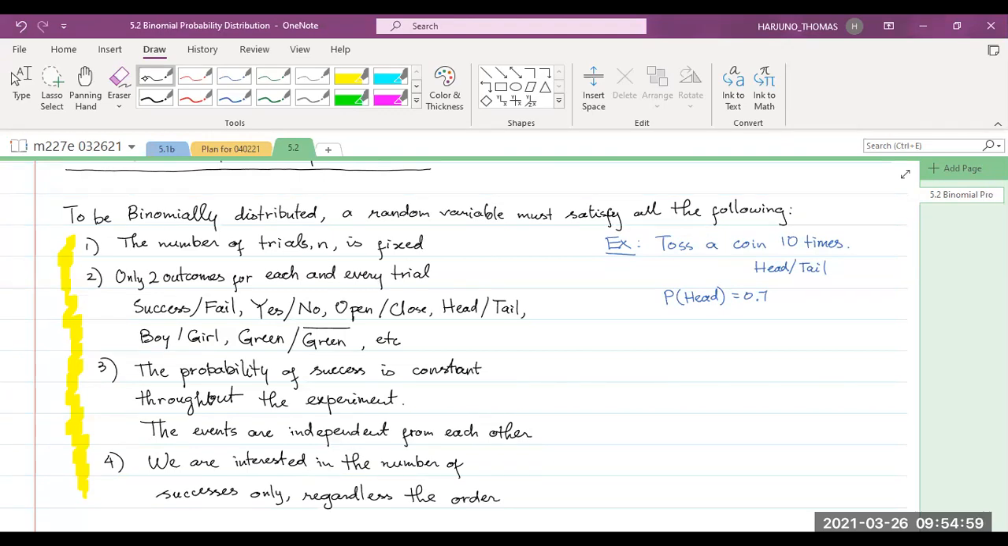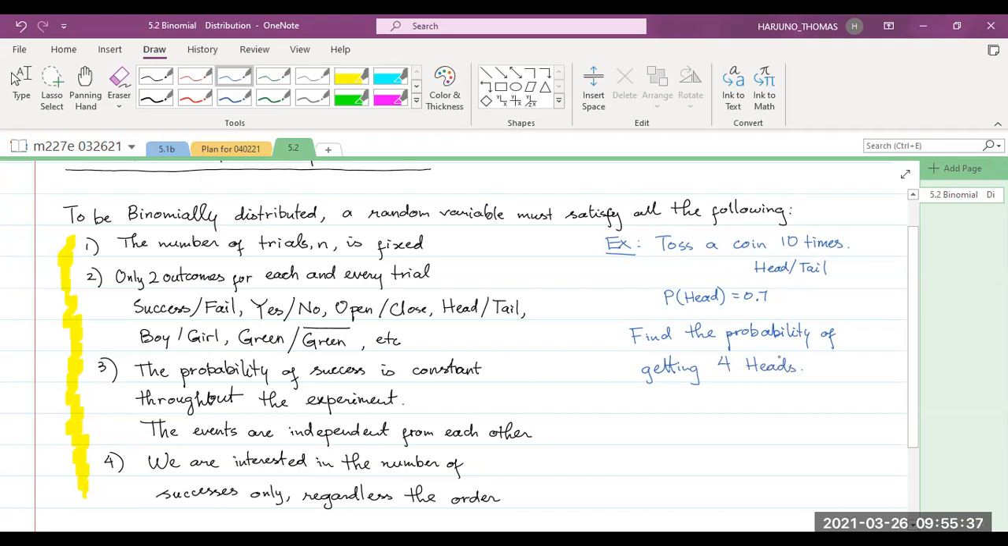Now suppose we toss a coin 10 times, probability of having a head is 0.7. We are interested in the number of successes only. Like say, for example, find the probability of getting, let's say, 4 heads.